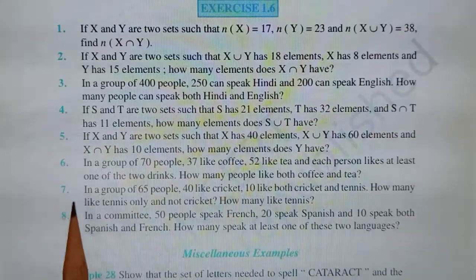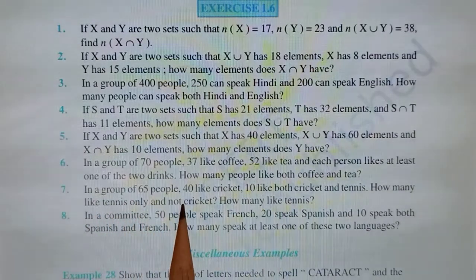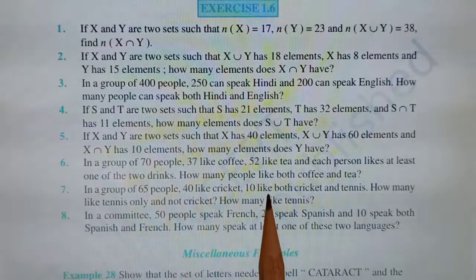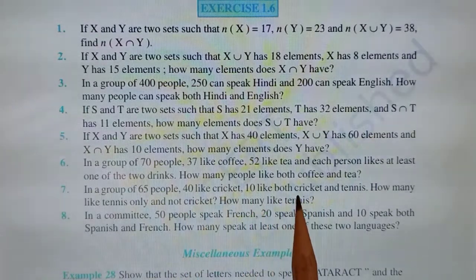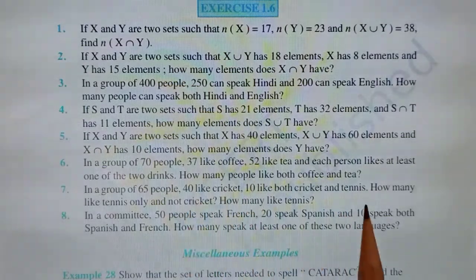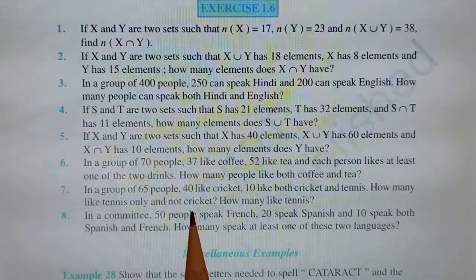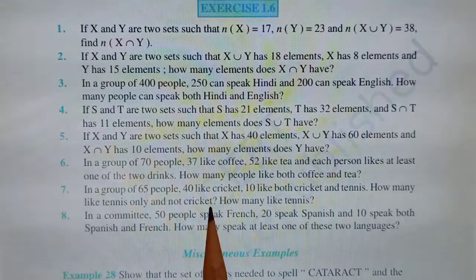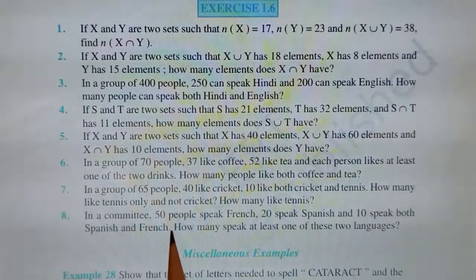Next, in a group of 65 people, 40 like cricket, 10 like both. So the intersection has come, both has come, cricket and this. So this is your cardinal number of intersection. This is of C. How many like tennis only and not cricket? Tennis only and not cricket. So this language is symbolized by T minus C.